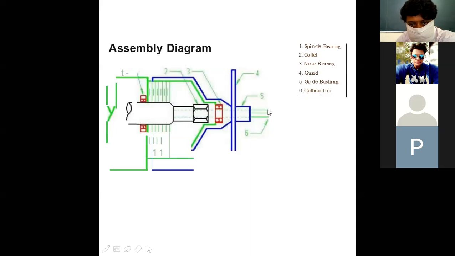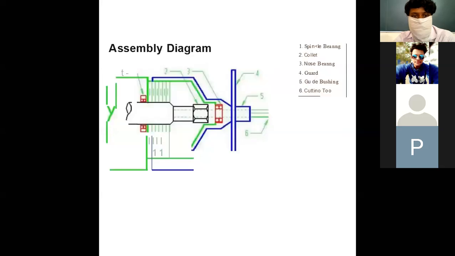See, the cutting tool has been mounted over here. Then this is a guide bushing. This is a guard. This is the nose bearing. Then this is the collet, and this is the spindle bearing. Purposefully, you can consider this as a spindle, a collet, and some arrangement for holding the cutting tool, and this will be the cutting tool.